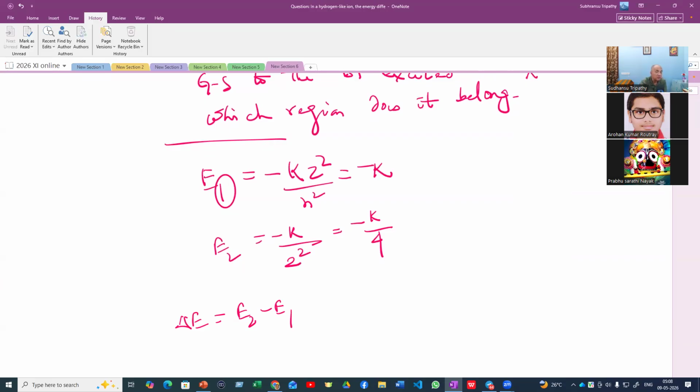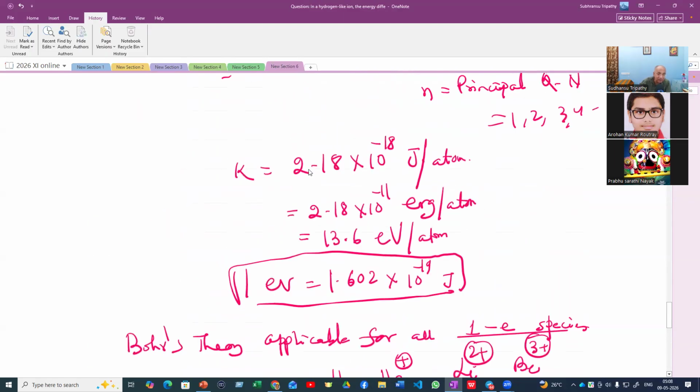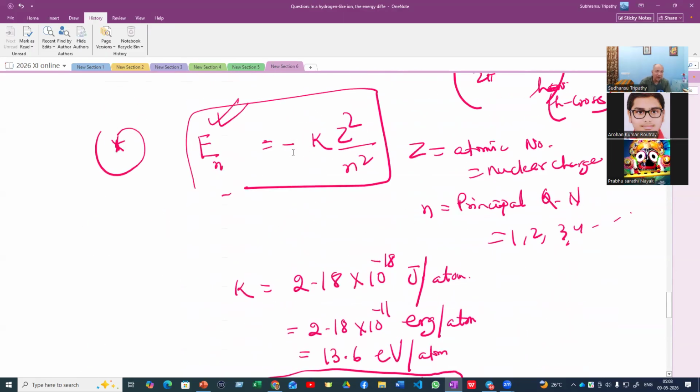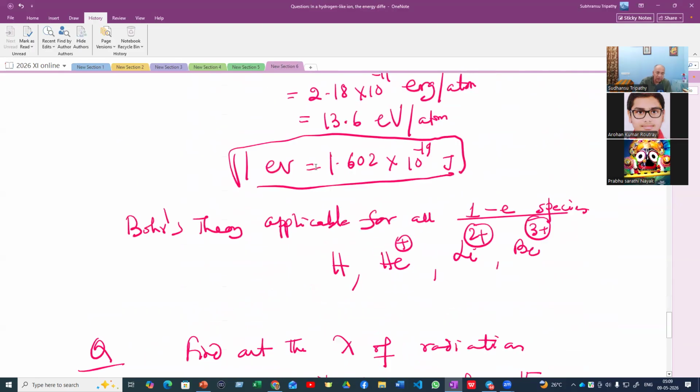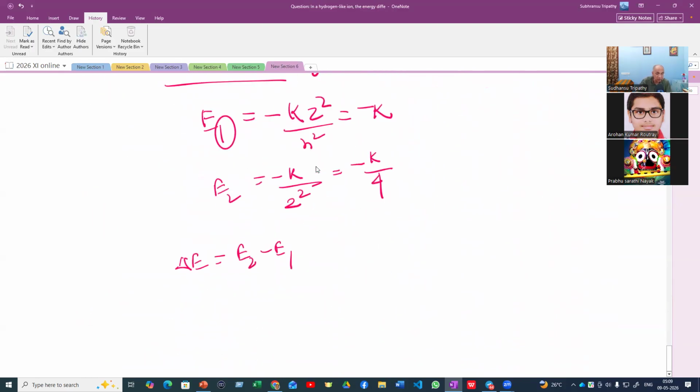Difference is always positive. But after some time, I'll tell you why the energy of the electron is given a negative sign. Why it is negative? I will tell you after some time what makes the energy to acquire a negative value. But the difference is always positive. Higher minus lower. So it is minus K by 4 minus K. LCM is 4, so it will be 3K by 4.